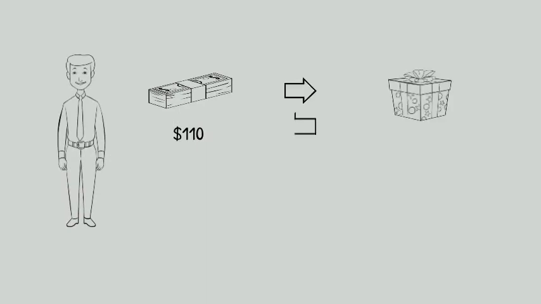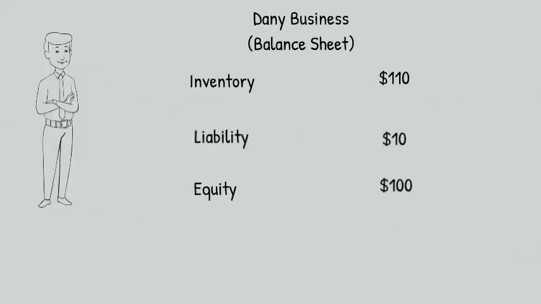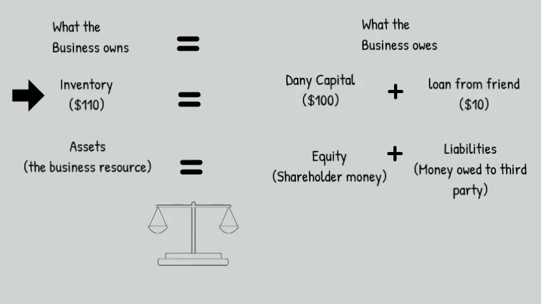And now since Dany has his $110, he went and purchased the gift boxes, which became his inventory. Inventory is the goods or supplies the business has. And now Dany's business balance sheet will start showing inventory of 110 instead of the cash. And when we look at the accounting equation, we can see the same thing. Inventory of 110 is equal to Dany's capital 100 plus loan from friend 10.